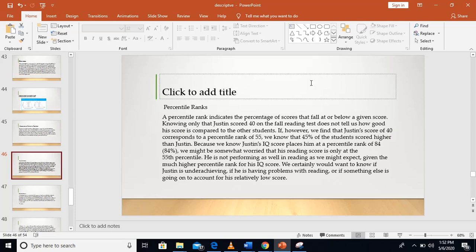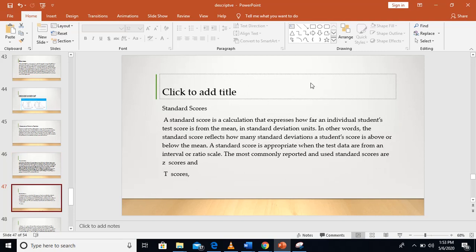of the students scored higher than Justin. Because we know Justin's IQ score places him at a percentile rank of 84, we might be somewhat worried that his reading score is only at the 55th percentile. He is not performing as well in reading as we might expect given the much higher percentile rank for his IQ score. We certainly would want to know if Justin is underachieving, if he is having problems with reading, or if something else is going on to account for his relatively low score.